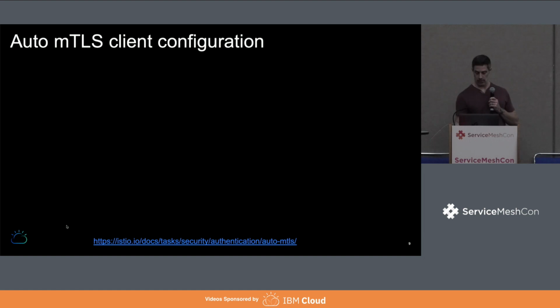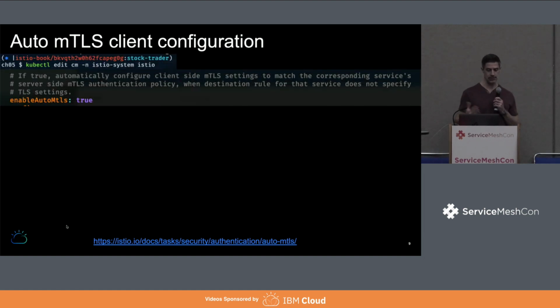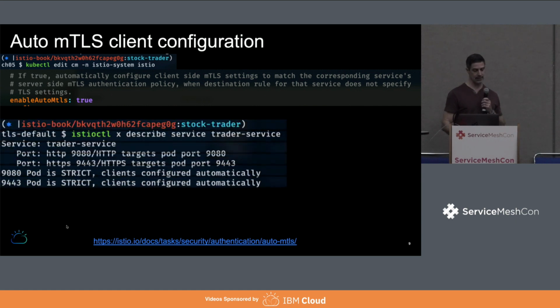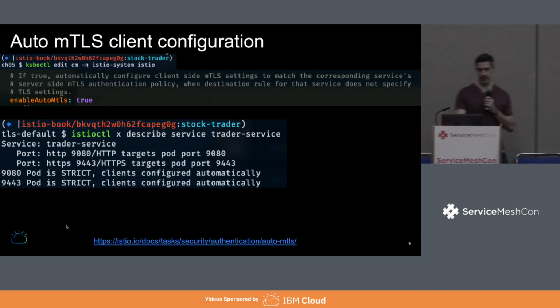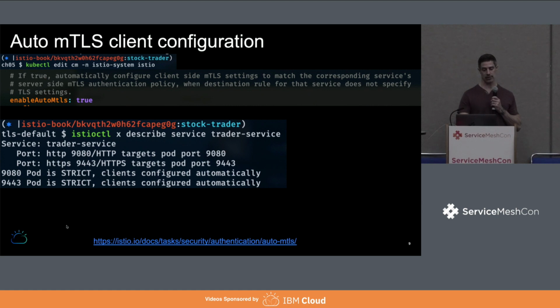Now, going along with that is our new auto mutual TLS client configuration. This is one of my favorites. If you go in and modify the Istio configuration map, you can turn on auto mutual TLS. And if you have it turned on, again, I described that same service. And here you'll notice that it says I've also enabled strict security. So in this case, strict security was turned on, but the clients are configured automatically. You can see that in the describe.